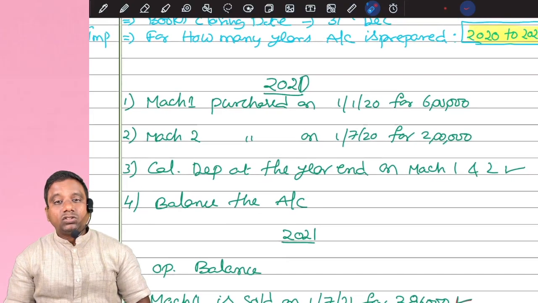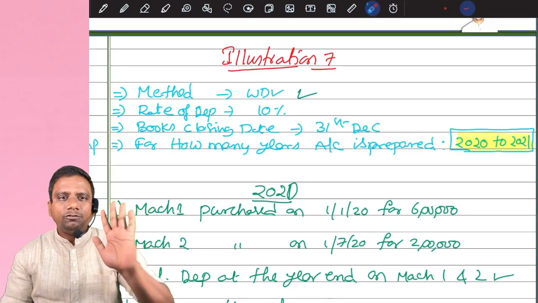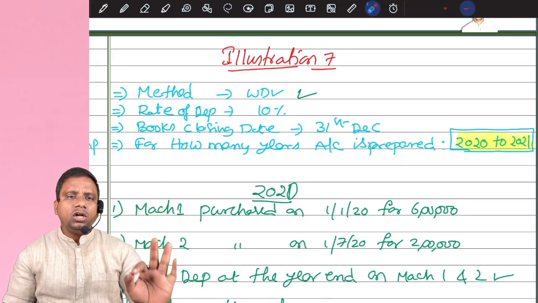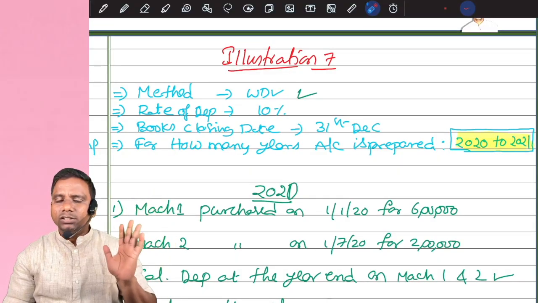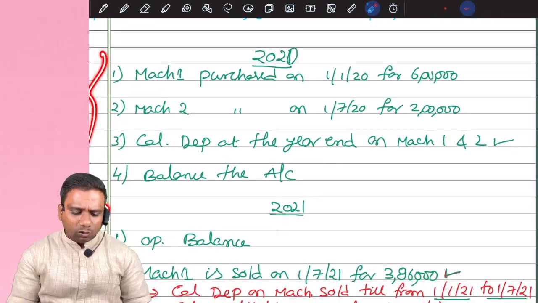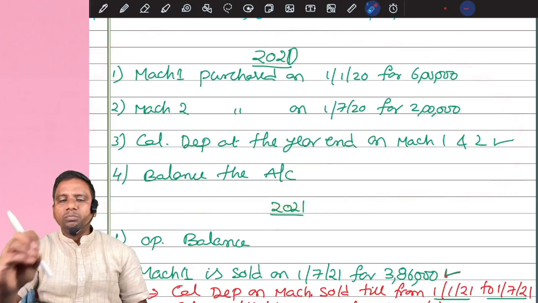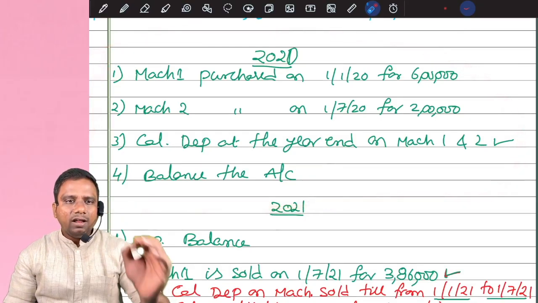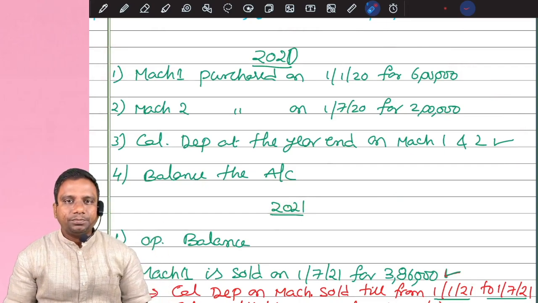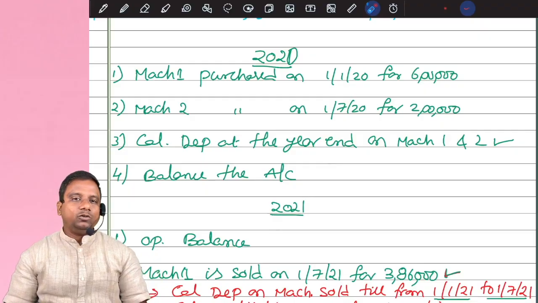Like this, you can solve any type of problem. Any type of problem. First, basic information, 4 things: what is the method of depreciation, rate of depreciation, book's closing date, and for how many years the account is prepared. Next, if it is for 1 year, you write the information for 1 year only. You write the information like this. Believe me, students, you will not miss even one single transaction. Everything goes correctly. Clear? This is our problem solving technique for the depreciation chapter. Hope you guys are following. Yes. Now look at, we try to solve the problems.